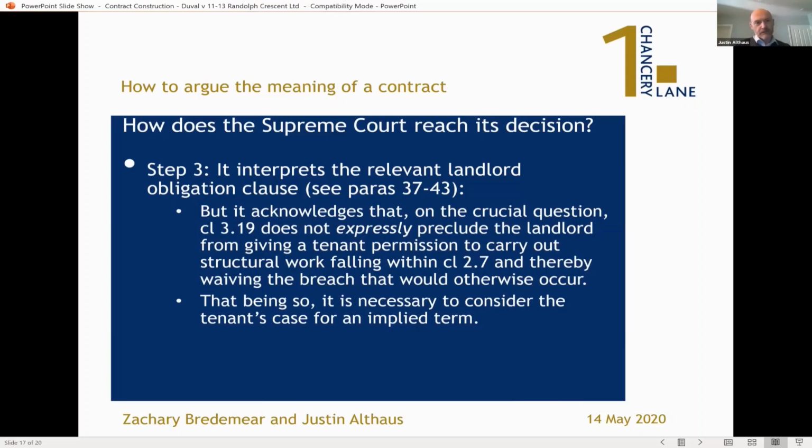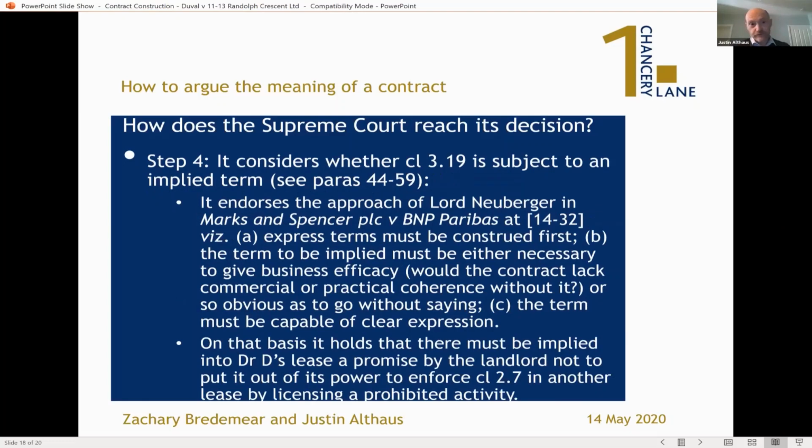And having reached that conclusion, the Supreme Court then simply said that it was necessary to go on and consider whether the lease was subject to an implied term that would fetter the landlord's right to grant a license. So it then went on to deal with the question of the implied term.